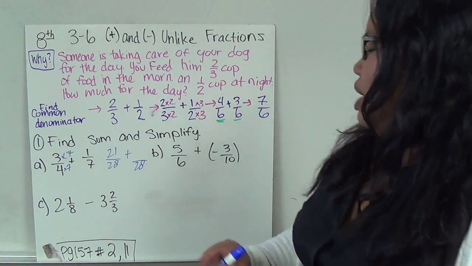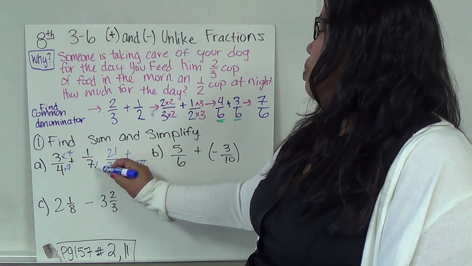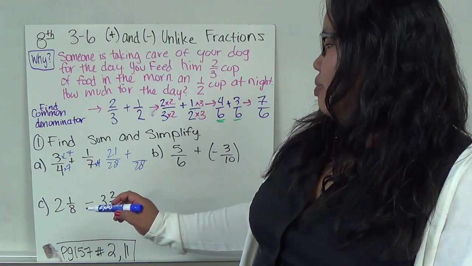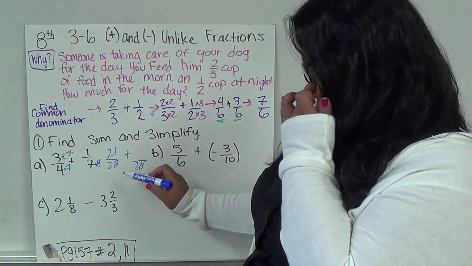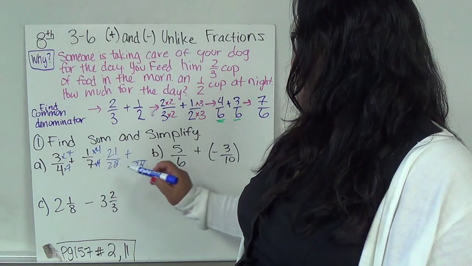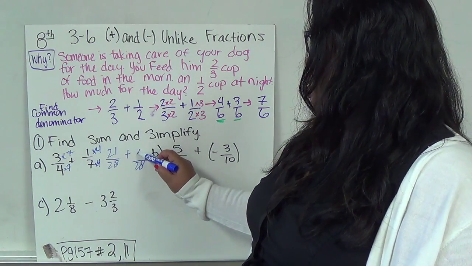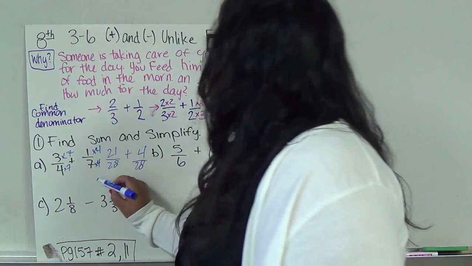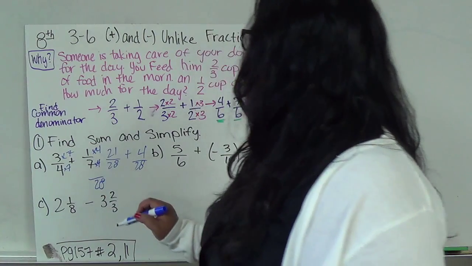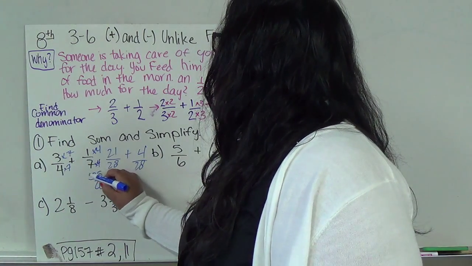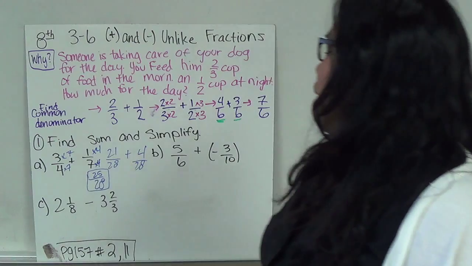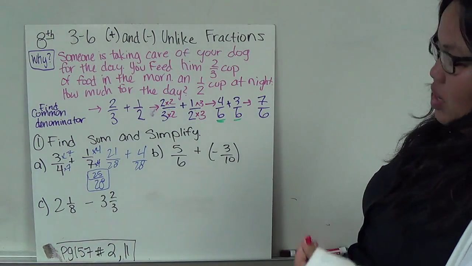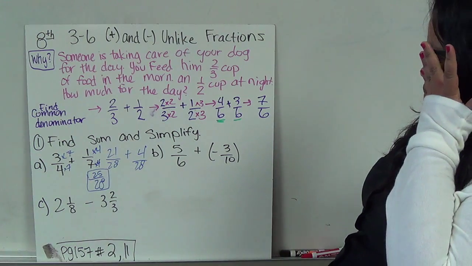With the 7, I've multiplied it by 4 to get me 28. So then I have to multiply the top by 4. That gives me 1 times 4, which is 4. And now that they're the same on the bottom, I can just add the top. So 21 plus 4 is 25 over 28. Okay? So the next one is the same.